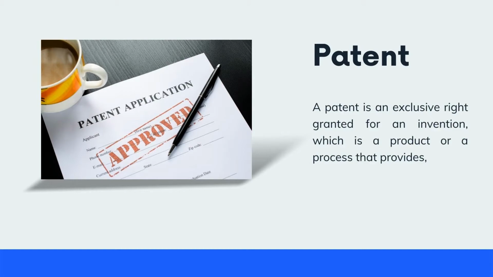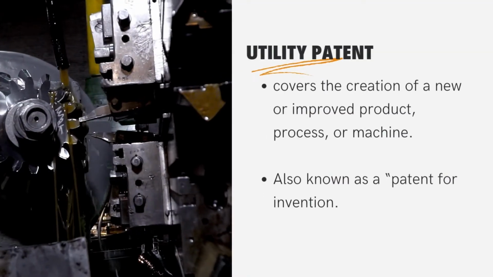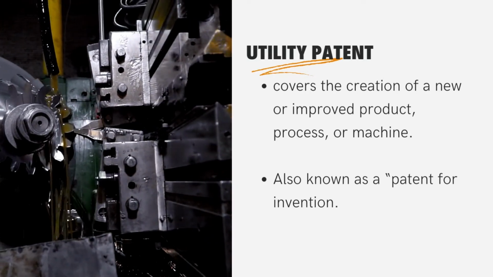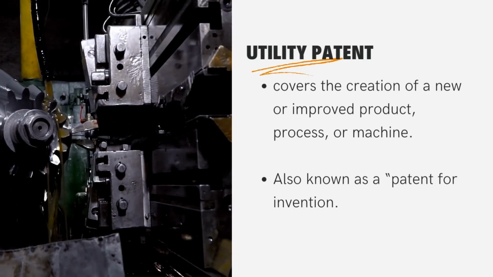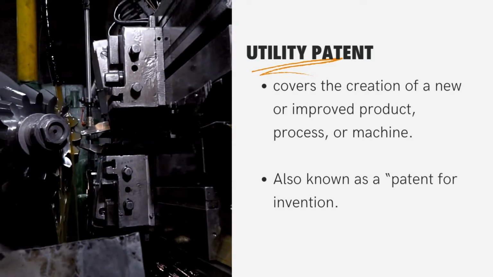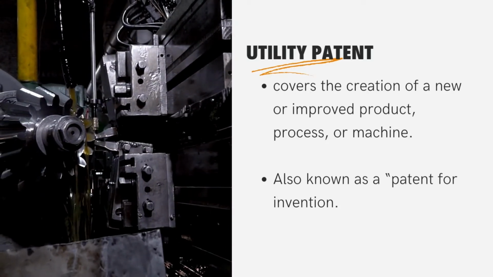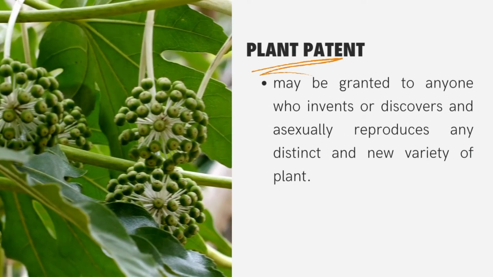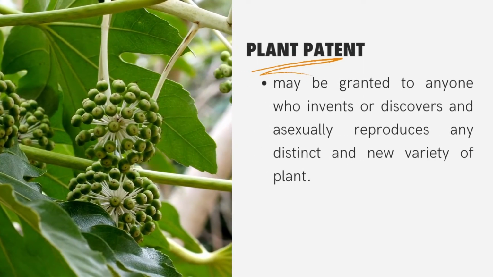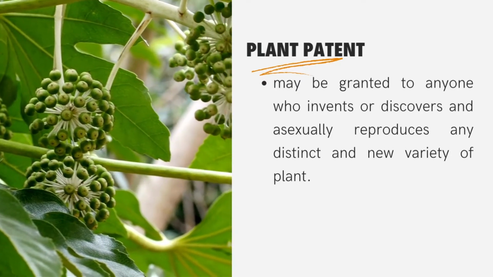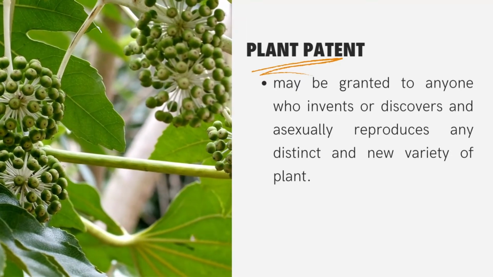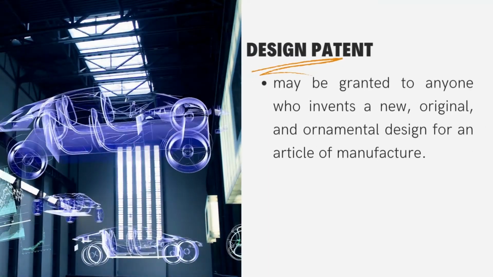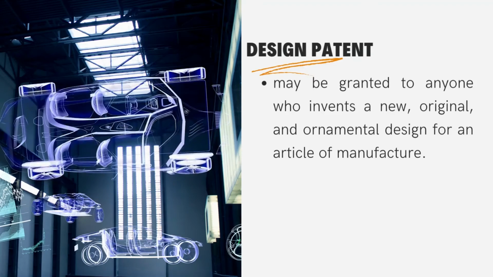inventions. Utility patents may be granted to anyone who invents or discovers any new and useful process, machine, article of manufacture, or composition of matter, or any new and useful improvement, also known as a patent for invention. A plant patent protects a new and unique plant's key characteristics from being copied, sold, or used by others. A design patent, on the other hand, protects the distinctive appearance of a manufactured item.